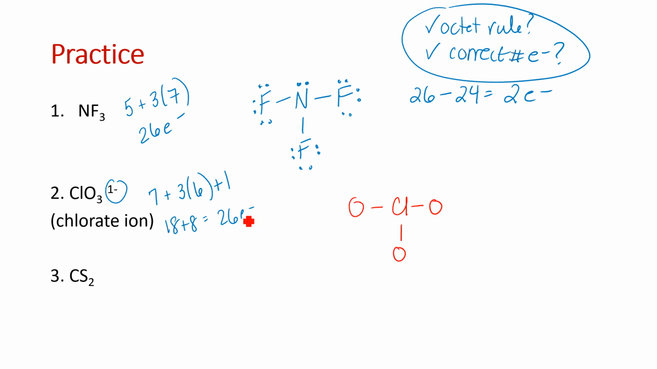So step 1, count the electrons. Step 2, put the least electronegative thing in the middle. Step 3 is we give your outer atoms an octet. And then we stop and count. How much have we used up so far?